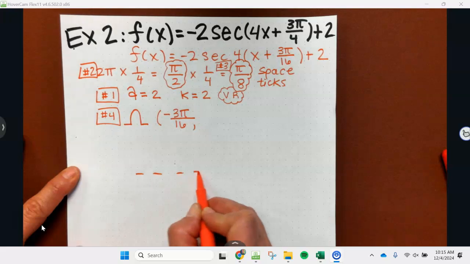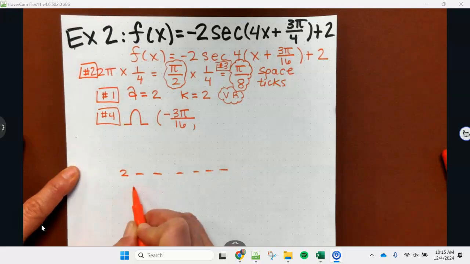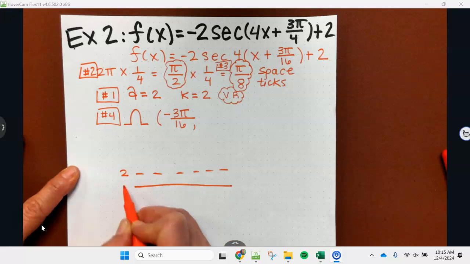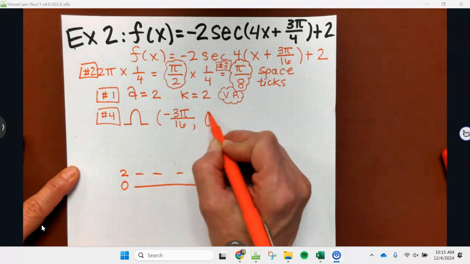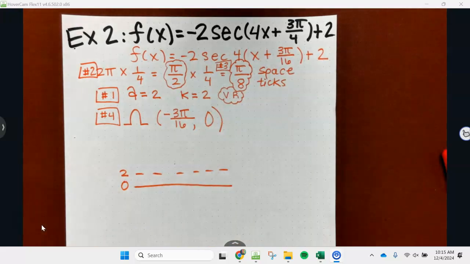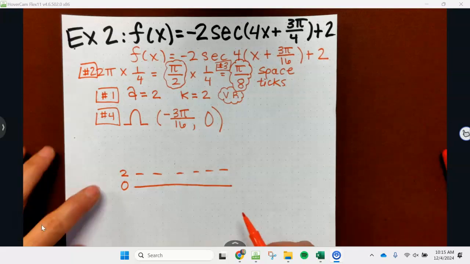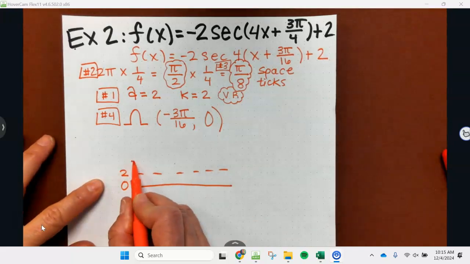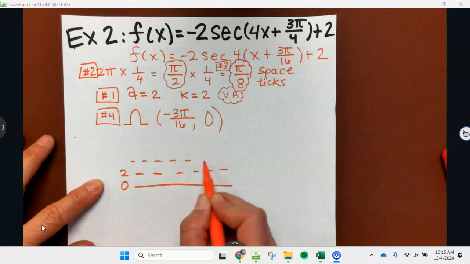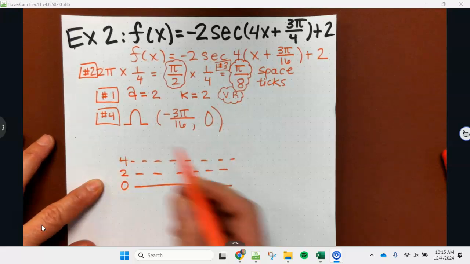Very good. It is. So here's 2. 2 places below is 0. Very good. Don't forget the amplitude. You also go 2 places higher. 2 places above the midline is going to be 4.